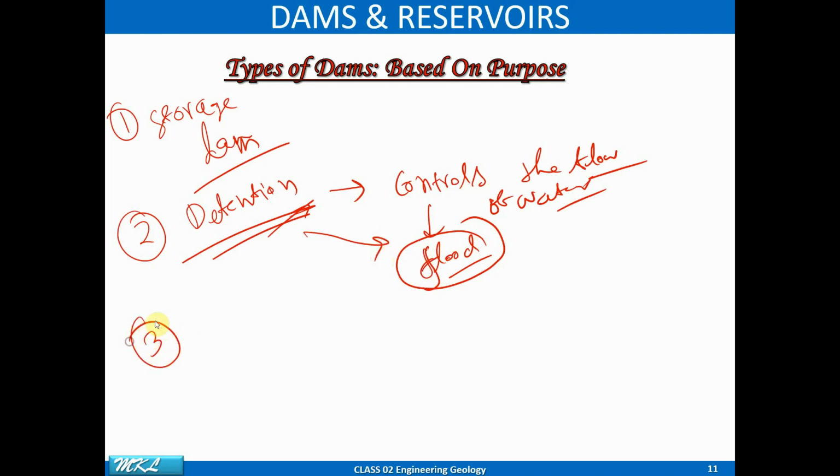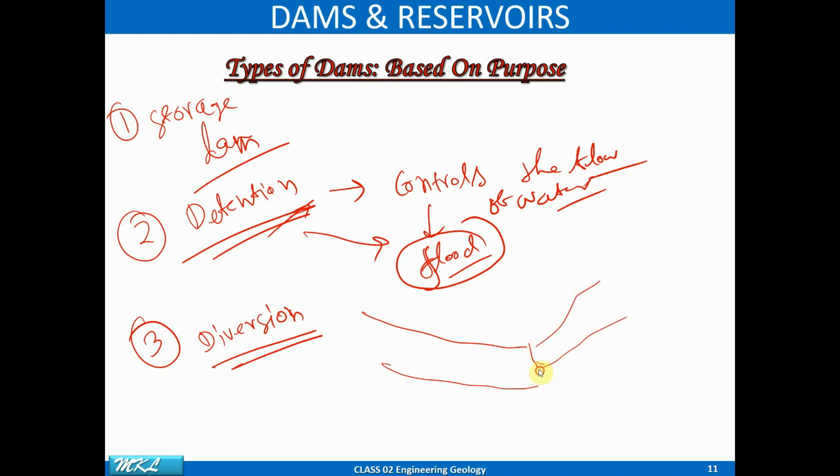Third one is another famous one, that is the diversion dam. These diversion dams are generally constructed to divert a part of the water from a river into a channel. So some portion of the river is coming this way. If you are using a diversion dam, some portion of the water will go this way, you are diverting it, and the rest of the water will go this way. So it's called the diversion dam.